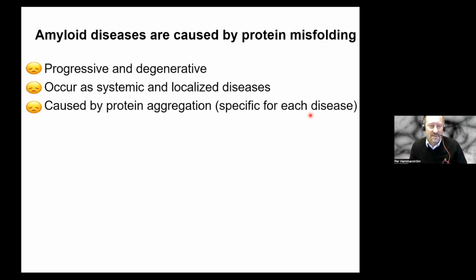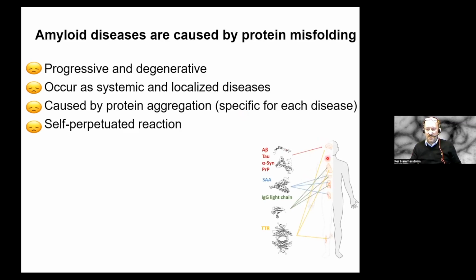So to the scientific topic: amyloid diseases are caused by proteins that misfold and accumulate in different organs. All these diseases are progressive and degenerative, so they will grow worse over time, and it can take a long time before you actually show any symptoms. They occur as both systemic and localized diseases, meaning that they can be localized to one particular cell type, or they can be all over the body. And they're all caused by aggregation of proteins, and they are quite specific and defined. One particular protein aggregates in a specific disease.